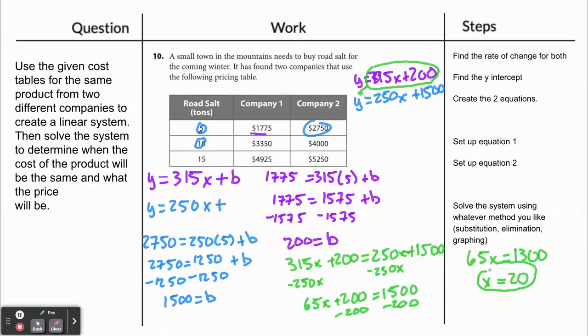And to find out what y is going to be equal to, we're just going to plug that x value in. So I'm going to use the blue equation here and do 250 times 20, which is 5,000, plus 1,500, which is 6,500. So in this case here, it will cost 6,500 for both companies when the tons of road salt is equal to 20.